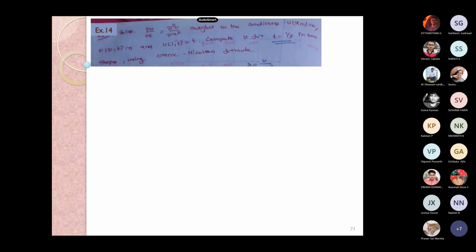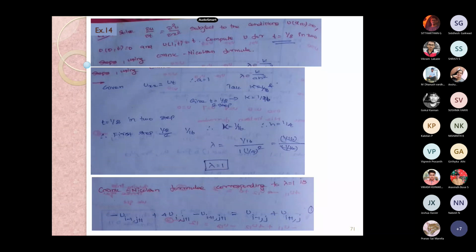In parabolic equations, whether it is Crank-Nicolson or Bender-Schmidt, the lambda value is uniform, that is k divided by h square a. Okay, we'll crack one by one. See, the given problem is uxx is equal to ut. Here a is equal to 1, the coefficient which is associated with uxx or ut is considered as a.